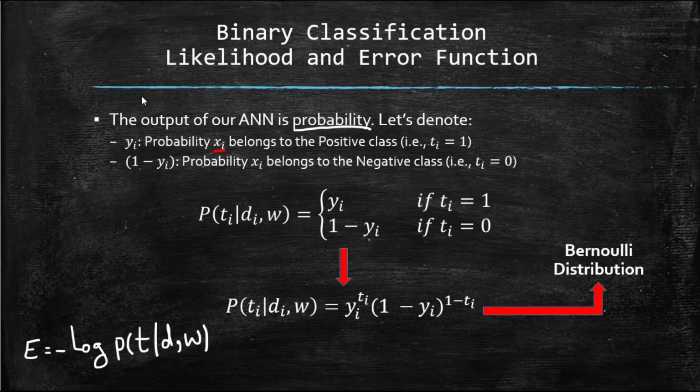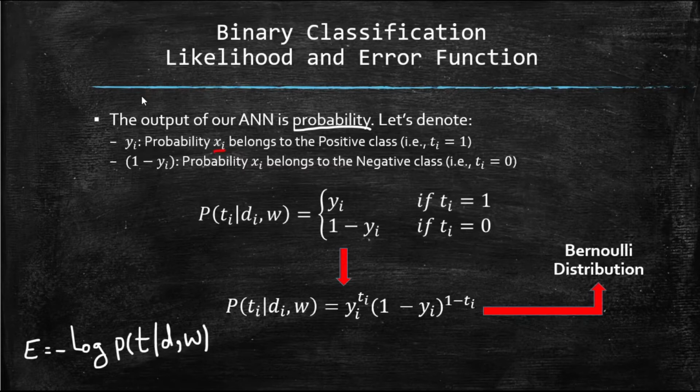Naturally, if your machine thinks that x of i belongs to the positive class with probability y sub i, and I ask you with what probability it thinks that it belongs to the other class, all you have to do is subtract y sub i from 1 to get the remaining probability, which is the probability of x of i, or your input, belonging to the negative class, for which you have the corresponding ground truth value of 0.